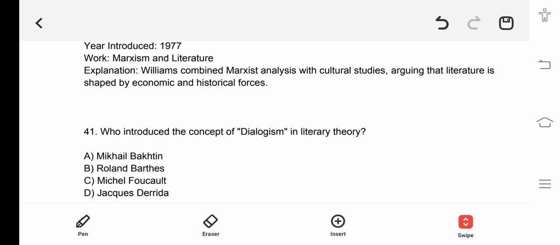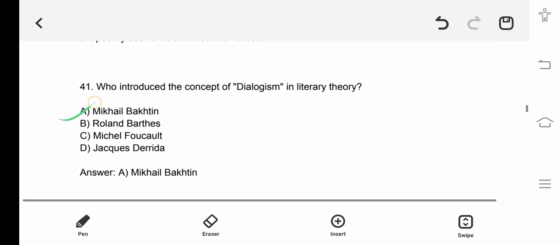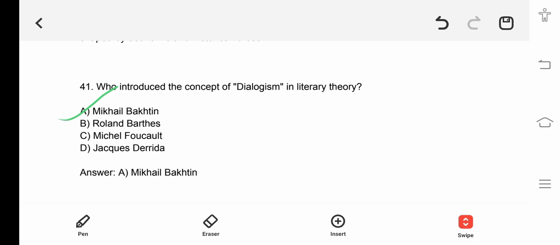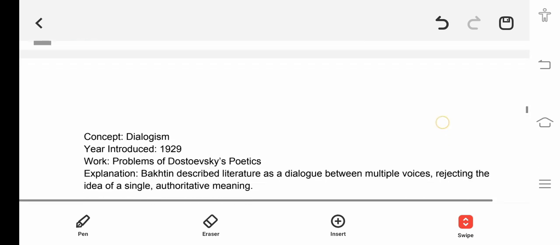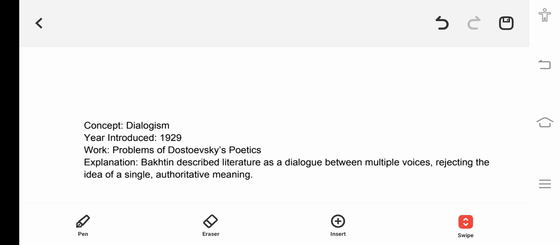The dialogism theory in literary theory is given by none other than Mikhail Bakhtin. Carnivalesque, dialogism, heteroglossia: there are many terms given by Mikhail Bakhtin alone. This concept was introduced in 1929, the same year the hegemony concept was given by Antonio Gramsci, in the work Problems of Dostoevsky's Poetics. In this work, Bakhtin describes literature as a dialogue between multiple voices, rejecting the idea of a single authoritative meaning.